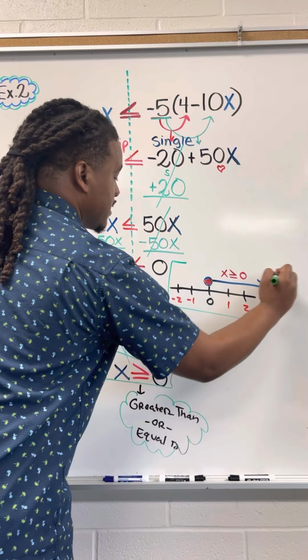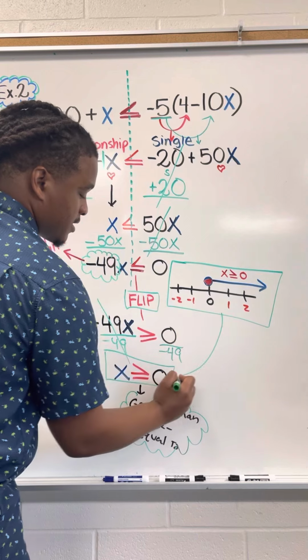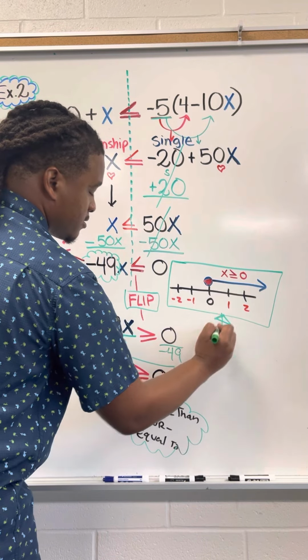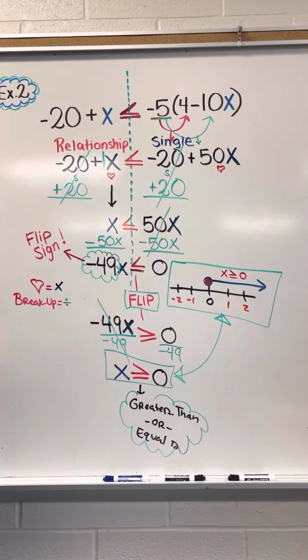So let me just box that in as one of my answers. So once again, these are my answers. x is greater than or equal to 0, and then that is the graph version of my answer, okay? So once again, this is example 2 of how to solve inequalities.